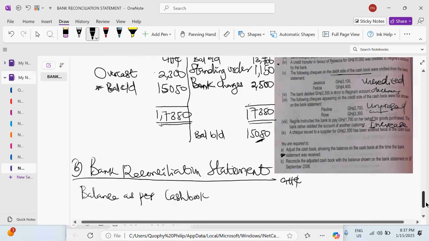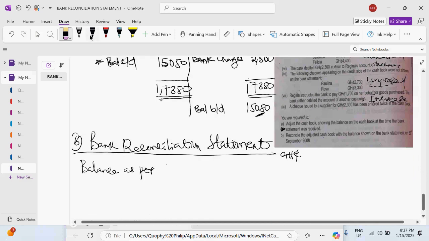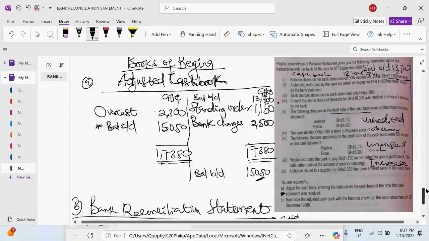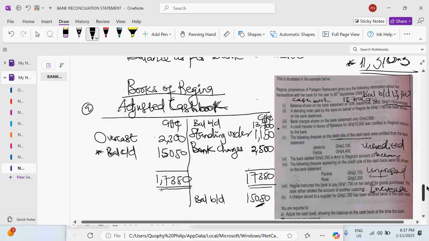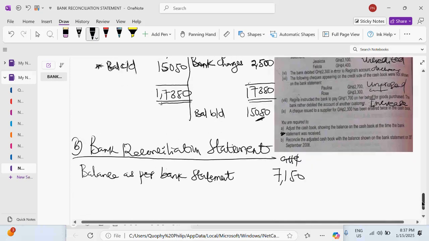Anyway, it's prudent we start with the balance as per the bank statement. So let's start with the balance as per the bank statement. The bank statement is an overdraft, and it was an overdraft that we were given. The overdraft balance as per the bank statement is 7,150.